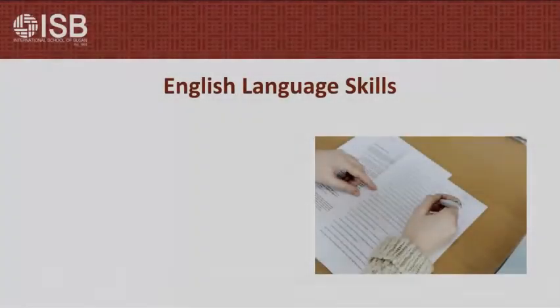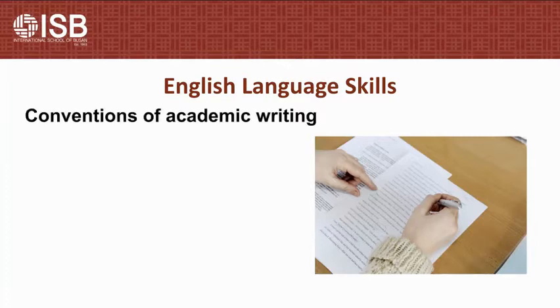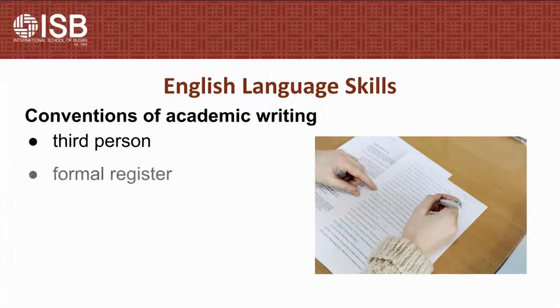English language skills are a third skill that is taught in the extended essay, and it's quite different from writing that they've done in the past in many cases. The conventions are, for example, that they write in third person. There's no I, there's no you, there's no we. It's written in third person in an academic style. A formal register is used.